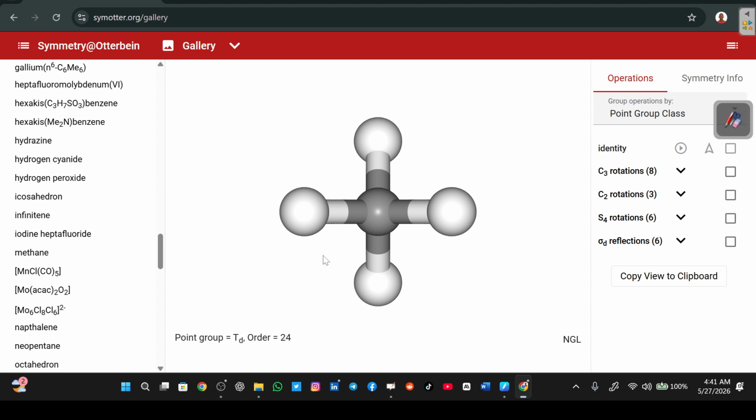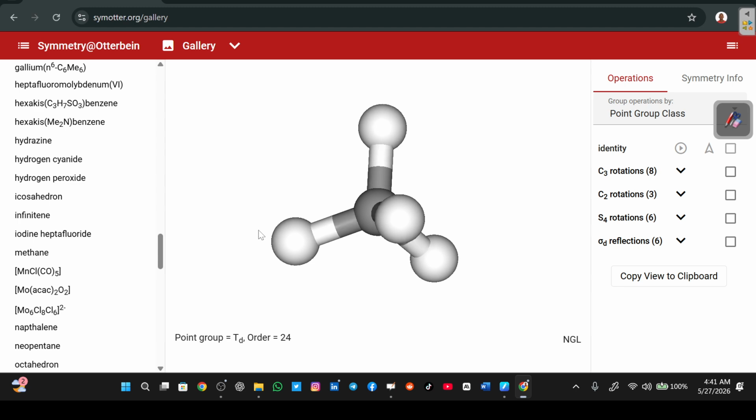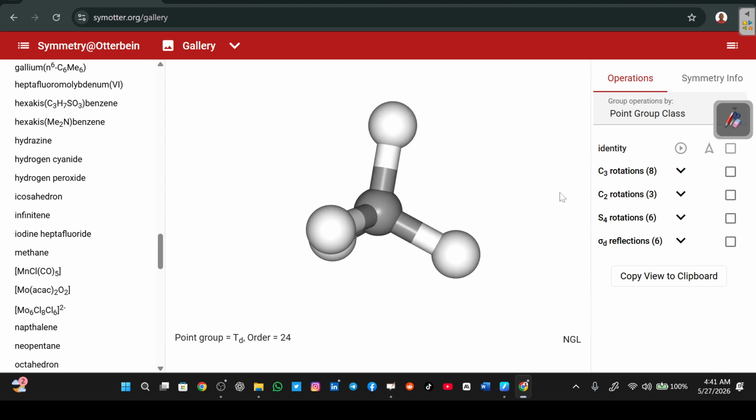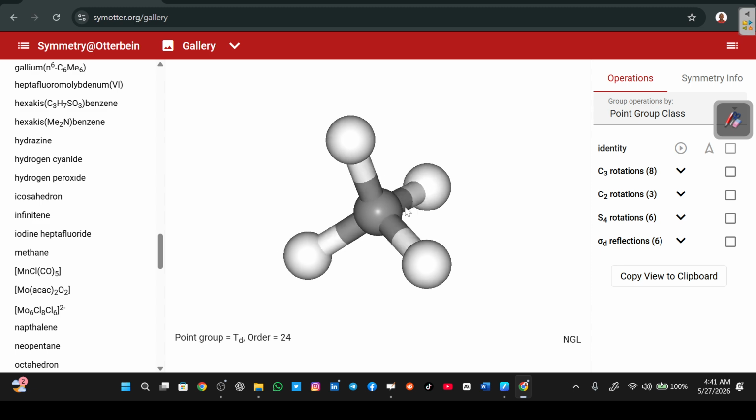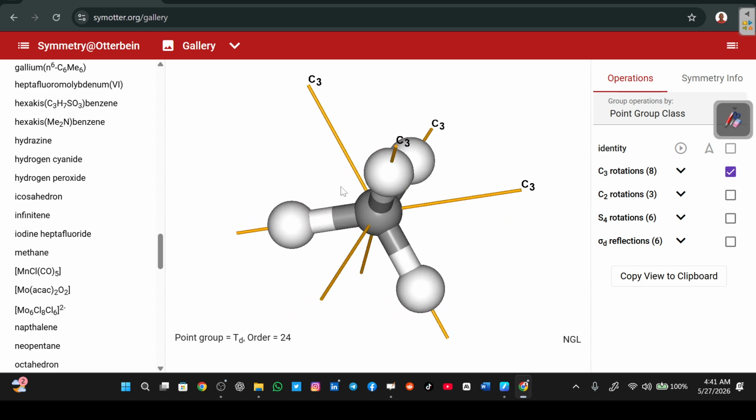Methane. Okay, so that's how we visualize methane. So we'll get identity, which is an obvious operation. So our first step is, once we have this, using VSEPR theory, get the structure. Once you have gotten the structure, identify the principal axis. So those are the principal axes we have.